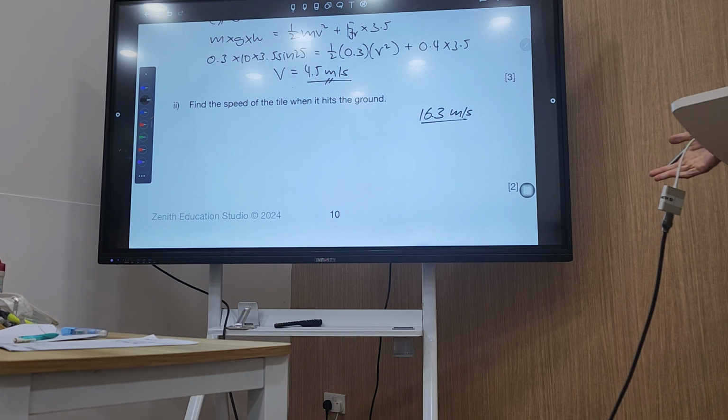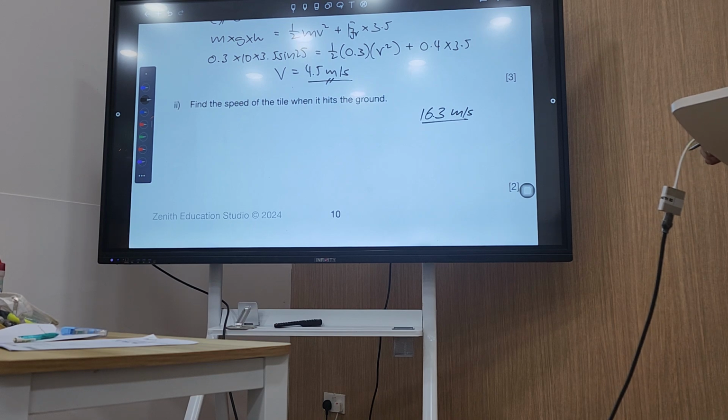Find the speed of the tile when you hit the ground. The answer for this one, I believe, is 16.3. Anyone didn't get 16.3? They get 16.3.